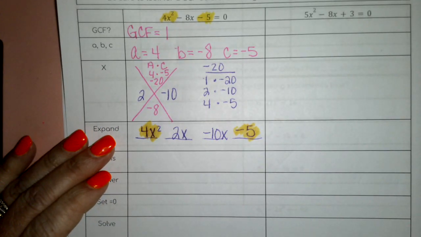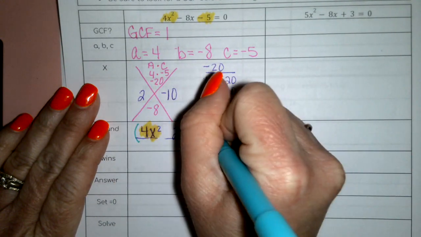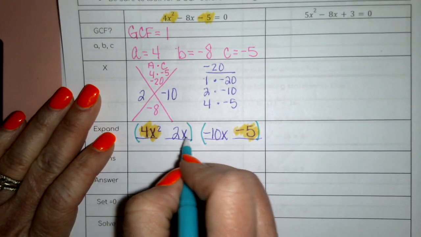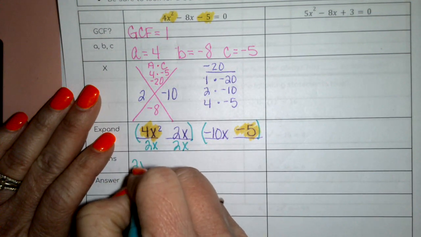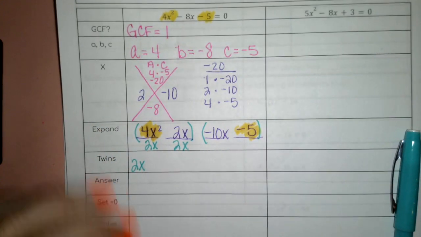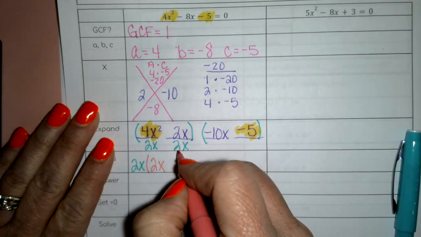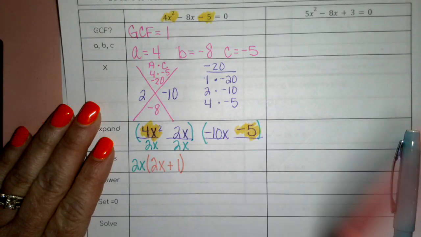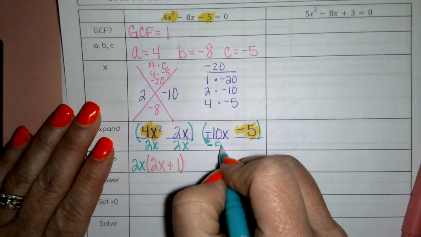Now we're going to find the GCF of the first two terms because we're factoring by grouping. The GCF of 4x squared and 2x is 2x. So I'm going to pull that out. And then what's left over: 4x divided by 2x is 2x, and 2 divided by 2 is a positive 1. Then for this one, you got to pull down your negative, and it's a negative 5.